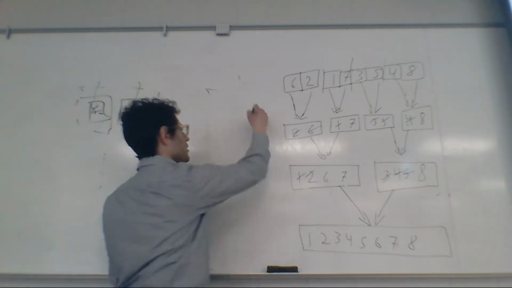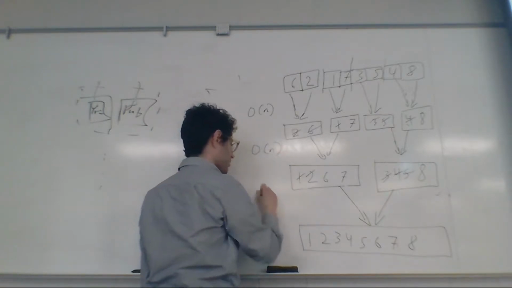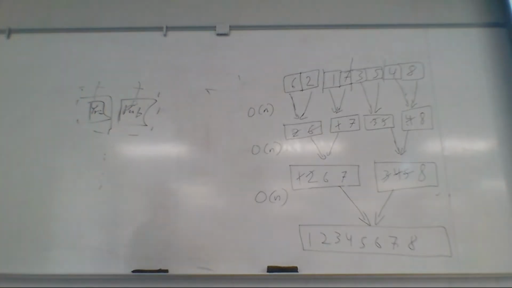Okay, so this took O of n. This took O of n. This took O of n. So the question is, if I generalize this, how many O of n's will there be?